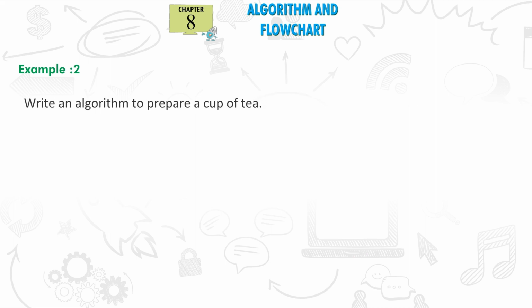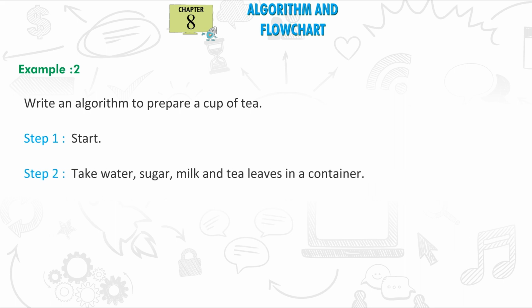Example 2. Write an algorithm to prepare a cup of tea. Step 1. Start. Step 2. Take water, sugar, milk and tea leaves in a container. Step 3. Boil the contents. Step 4. Pour tea in a cup.